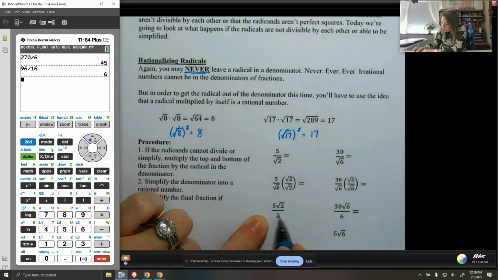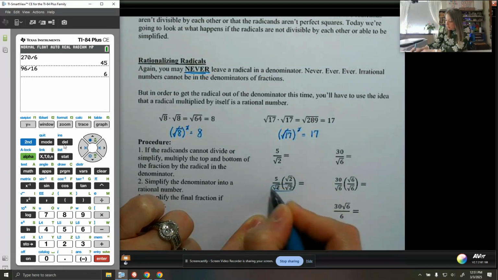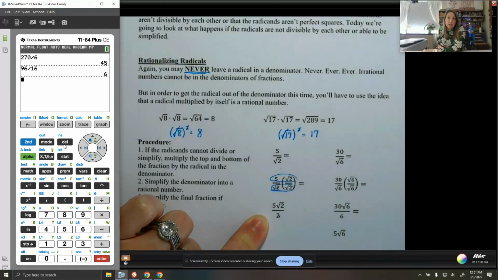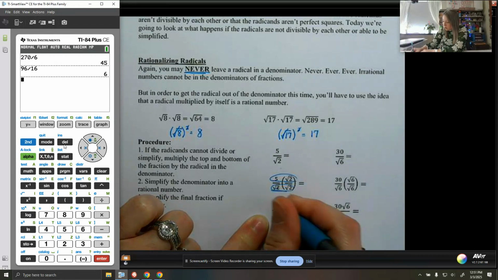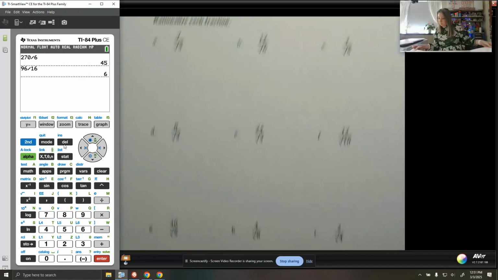So I have forced a whole number out into my denominator, pushing that radical up into my numerator to stay there because it can stay there. It just can't stay in my denominator. Because the bottom got multiplied by radical 2, the top also has to get multiplied by radical 2. So my final answer here is 5 radical 2 over 2. Notice again, no radical in our denominator anymore. Let's do a couple of examples here.